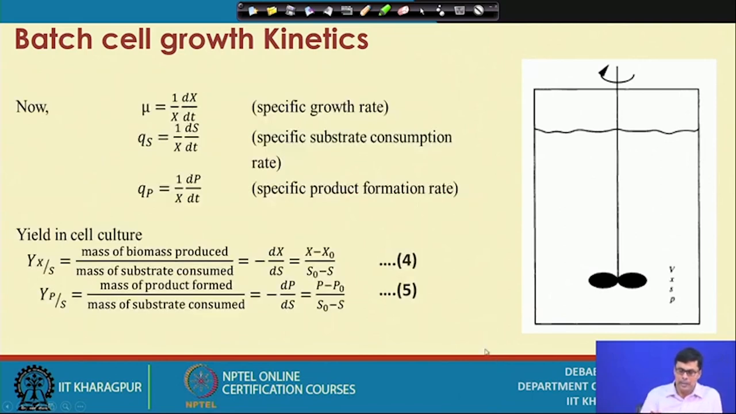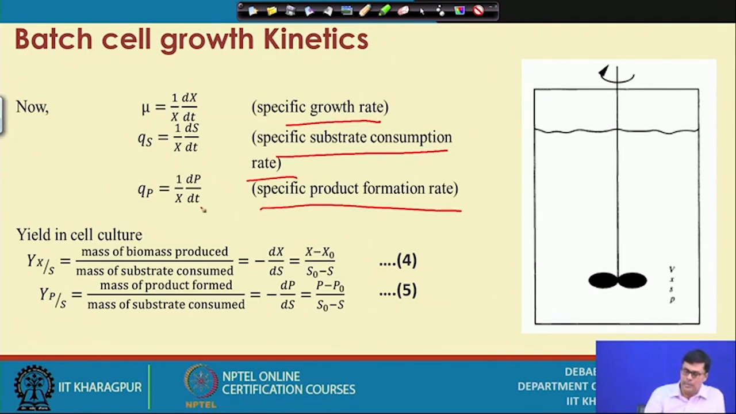Now there are different terminologies we use. One is called specific growth rate of the cell, specific substrate consumption rate, specific product formation rate. I want to emphasize here that when we use the term specific, that is with respect to per unit cell mass concentration. For example, specific product formation rate is the rate of product formation per unit cell mass concentration, and the specific rate of substrate degradation is the rate of substrate degradation per unit cell mass concentration.